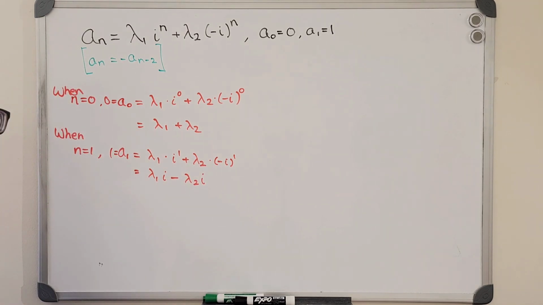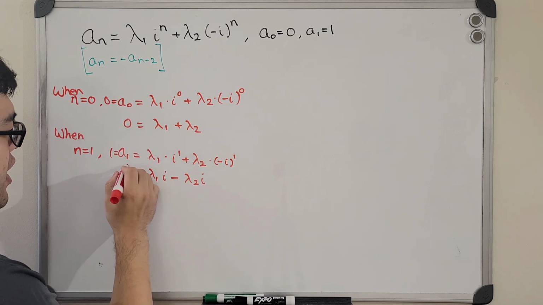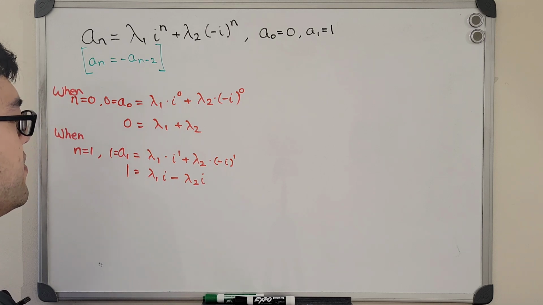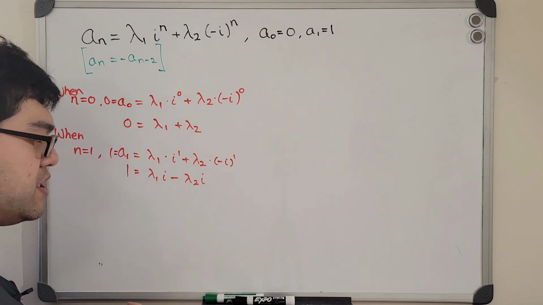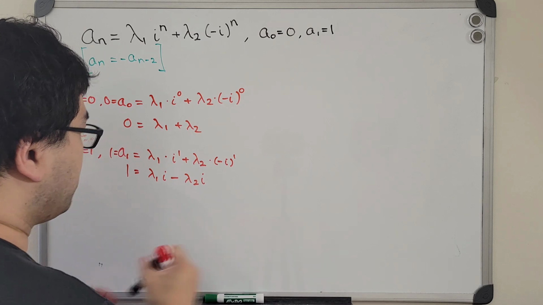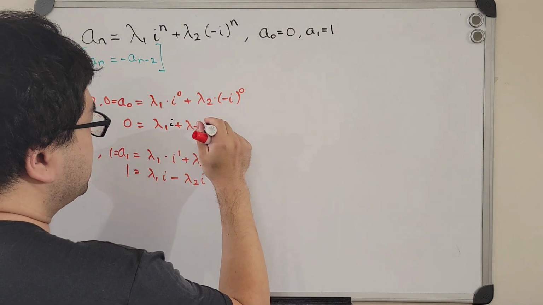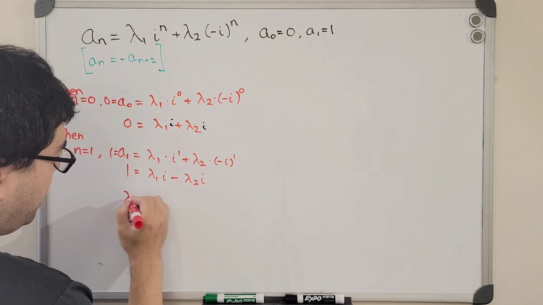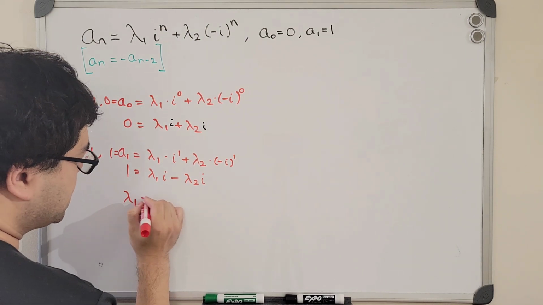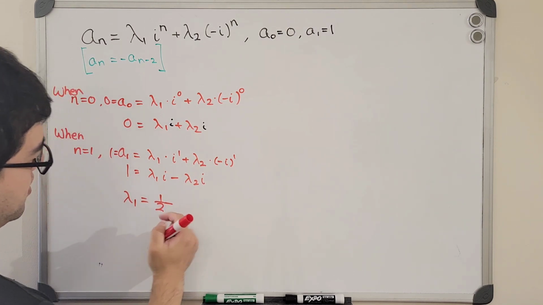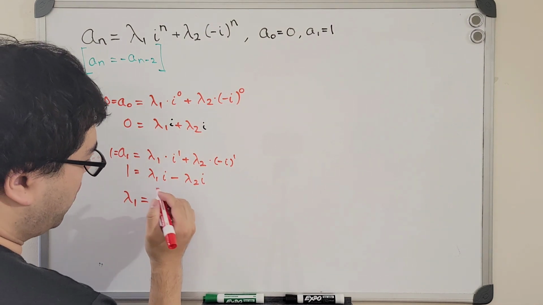So now we have two equations, and we have two variables. And again, those are parameters, lambda 1 and lambda 2. Then we can solve it simultaneously by multiplying the first equation by i on both sides. And then we can add the two equations together to find that lambda 1 is equal to 1/2 over i, or 1 over 2i.